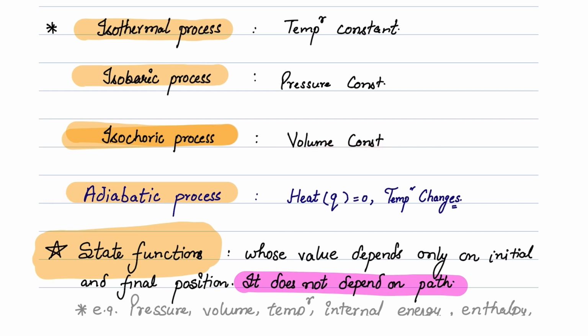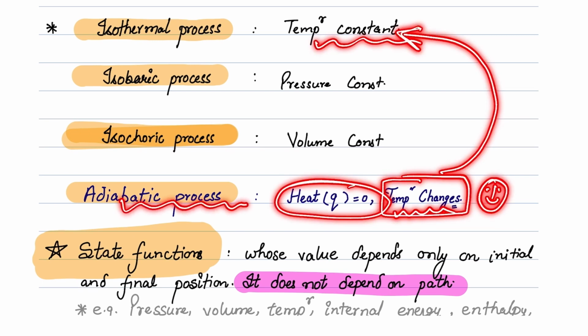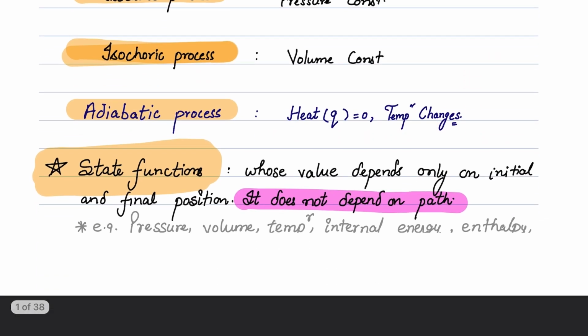This is very important, that is the adiabatic process. In it, heat is equal to 0 but the temperature changes. Now this one is very important to learn because it is different from isothermal process in which temperature was kept constant. Here temperature changes but heat is equal to 0. So this is our adiabatic process.